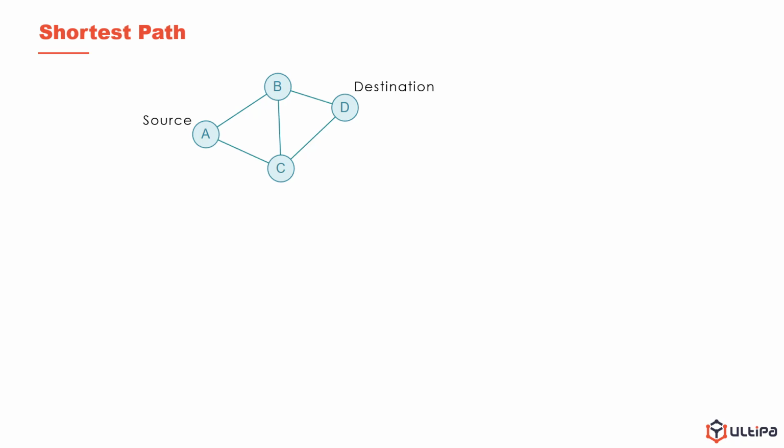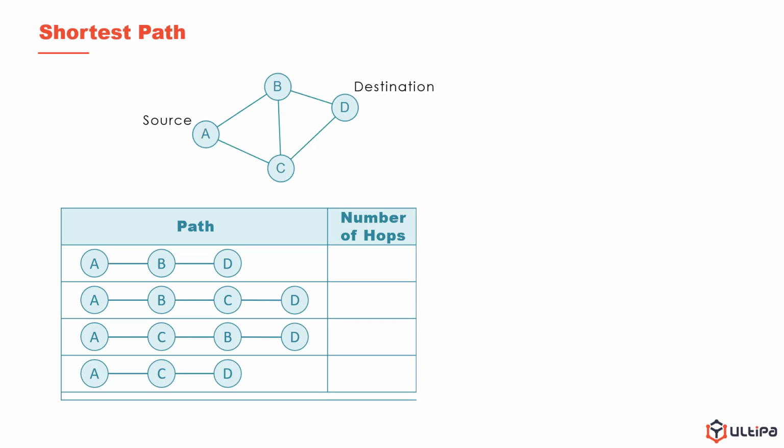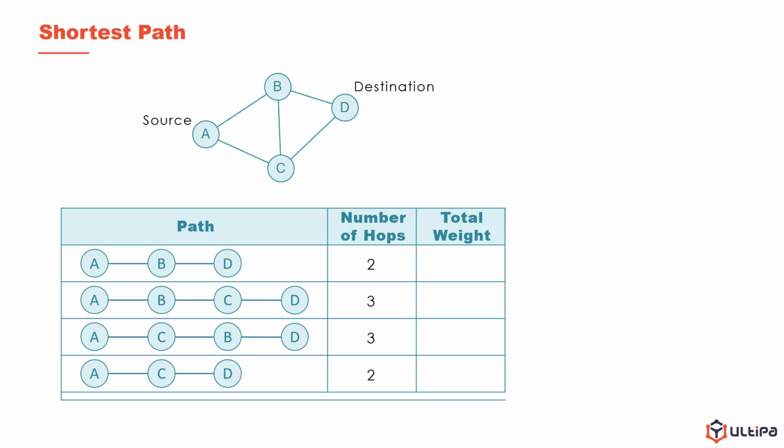Consider the path from node A to node D regardless of the number of hops. We can find 4 paths. The number of hops is the number of edges in the path. The total weight is the weight sum of each edge in the path. These numbers are the weight of edges. Then the total weight of each path can be calculated.